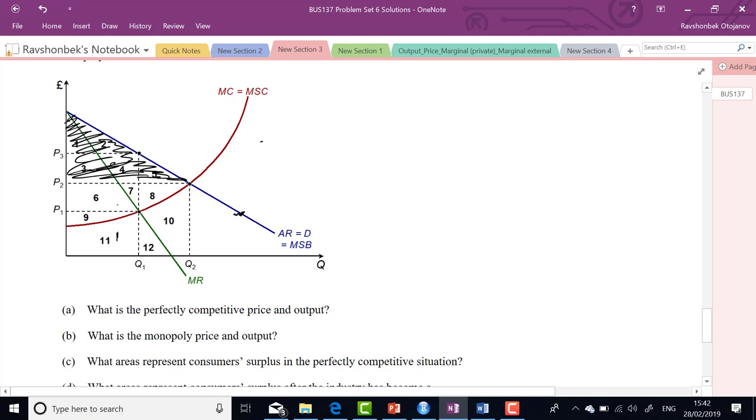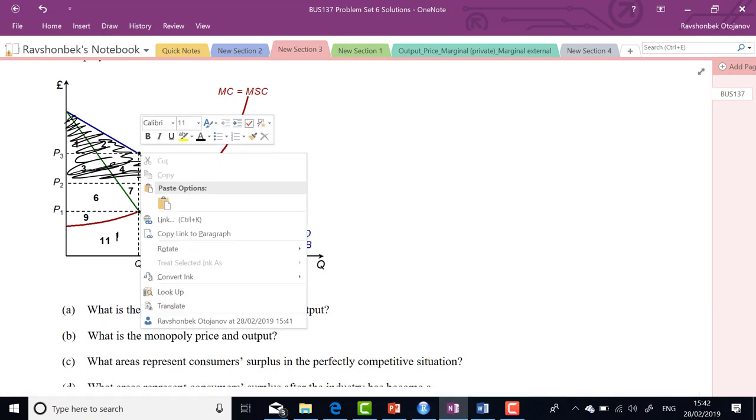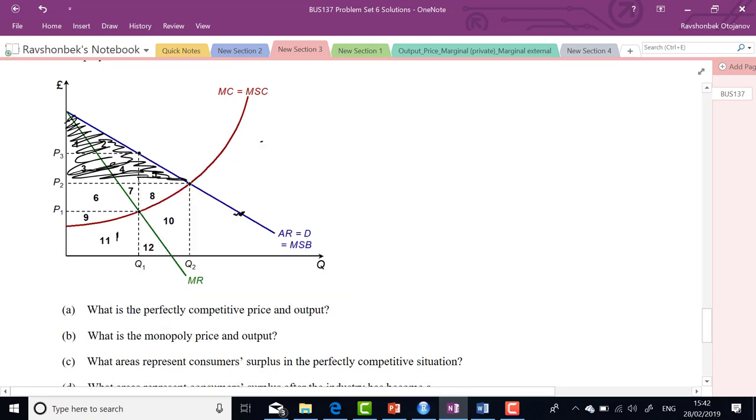That's because if someone wants to buy Q1 units at this price, but they are able to buy it at a lower equilibrium price, that difference is their benefit. I would be happy to pay P3 for Q1 units, but the equilibrium price is P2, so I pay less. The difference is my benefit, not profit. So the difference between the area under the demand curve but above the equilibrium price line is the consumer surplus area.